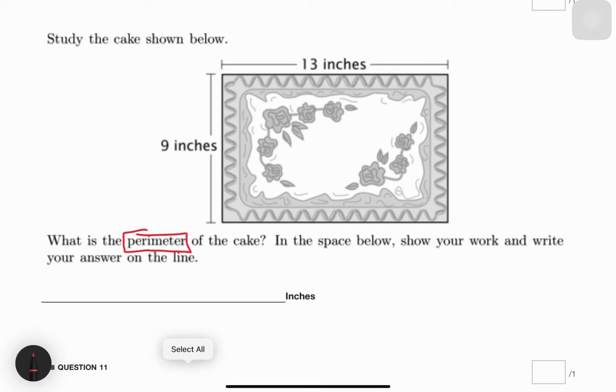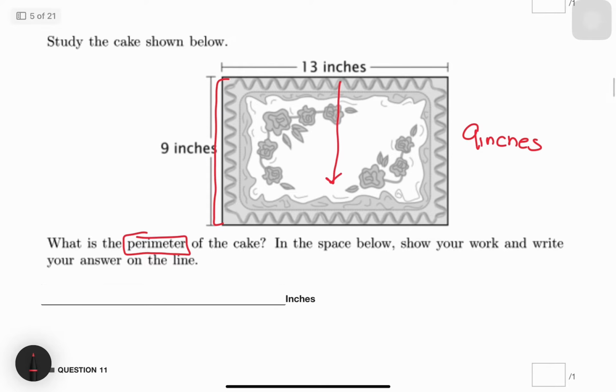So in this case, remember, if one side of this cake is 9 inches, that also means the other side is 9 inches as well. Okay, so you're going to add the lengths and the widths. Okay, so if the width of this cake is 13 inches at the top, that means the width at the bottom will also be 13 inches. All right, so you're simply going to add all the sides, 9 plus 9 plus 13 plus 13.